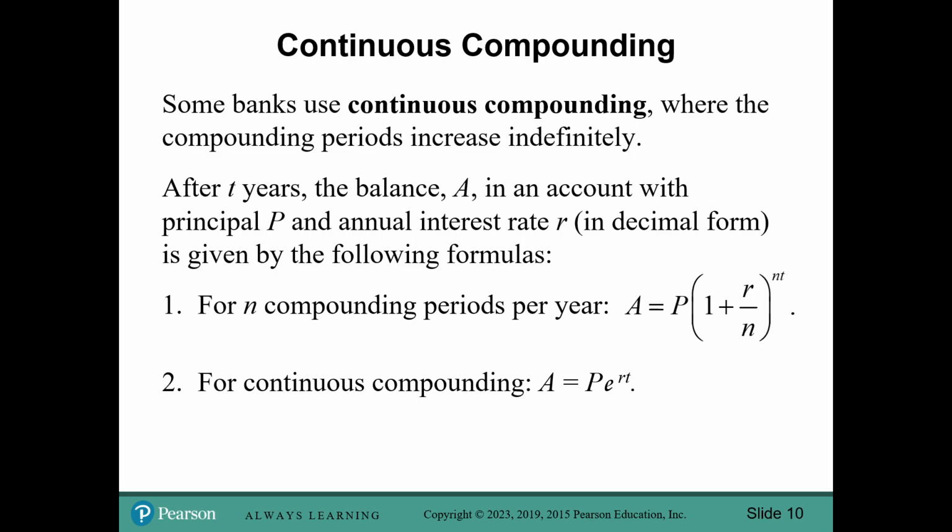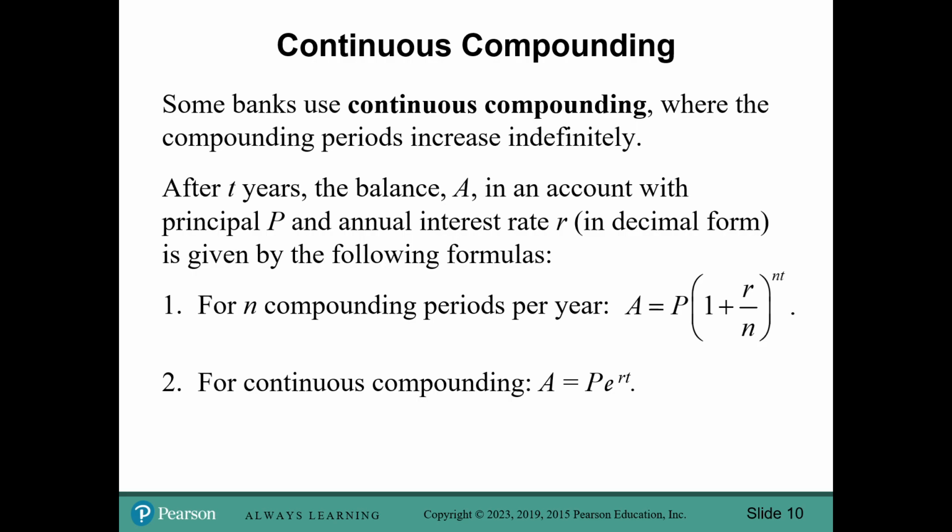Some banks use continuous compounding, where the compounding periods increase indefinitely. So after t years, the balance A in an account with principal P and annual interest rate r in decimal form is given by the following formulas. For n compounding periods per year, we have the formula A equals P times (1 plus r over n) raised to the nt. That's the one we used in that previous example we just went over. But we also have the continuous compounding formula for number 2.